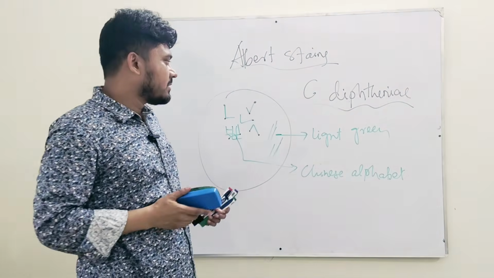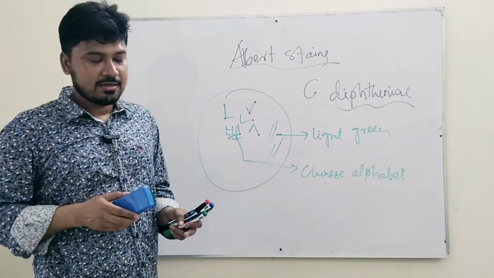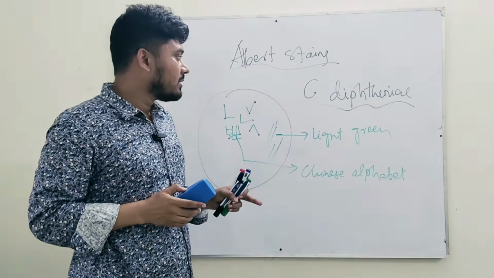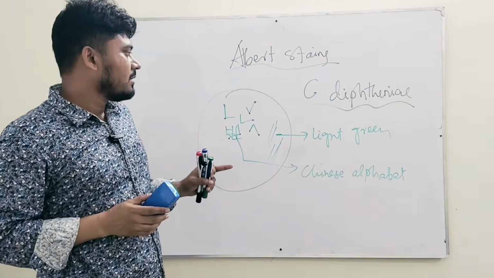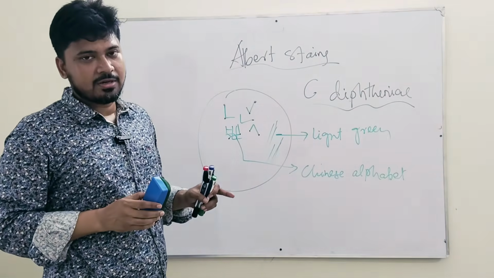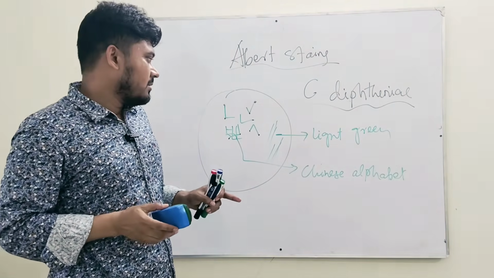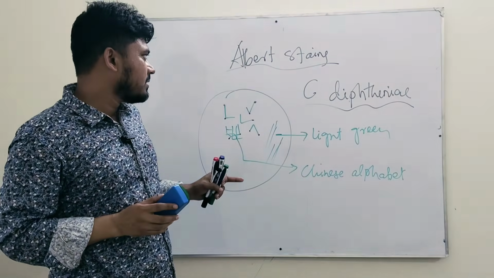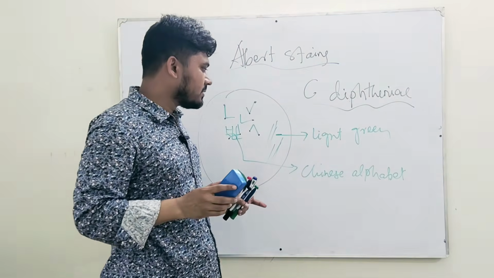These are three staining methods: Gram staining, Ziehl-Neelsen staining, and Albert staining. These three staining methods are very important, and Gram staining and Ziehl-Neelsen staining methods are important for both OSCE and practical examination. And hopefully this will benefit the students.